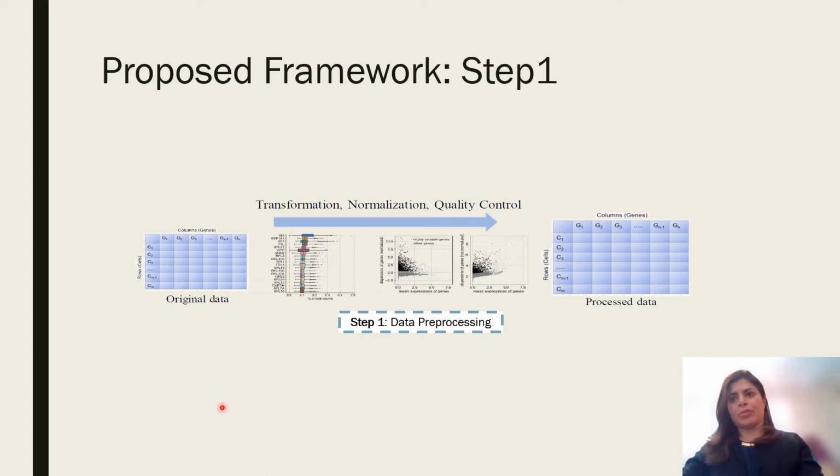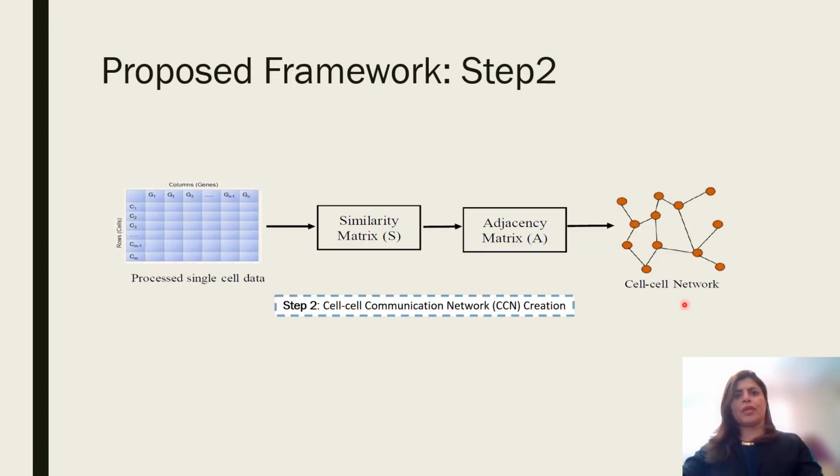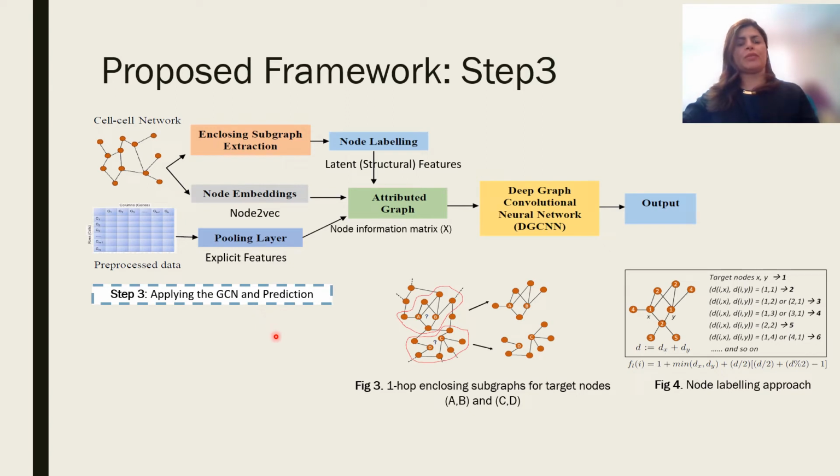The first step is data preprocessing, including basic filtering, normalizing, log transformation, and scaling, which we use as standard preprocessing steps for single-cell RNA-seq data. The next step is to create a cell-cell graph from the single-cell data. For this, we use the preprocessed single-cell data to create a similarity matrix S, and then we extract the adjacency matrix from the similarity matrix to extract the cell-cell graph. And the final step is to predict interaction between cells using a graph convolutional neural network. This is the main step of our pipeline and includes some sub-steps.